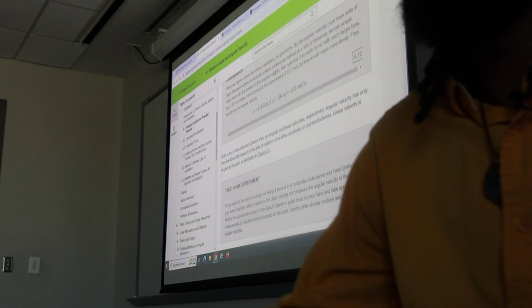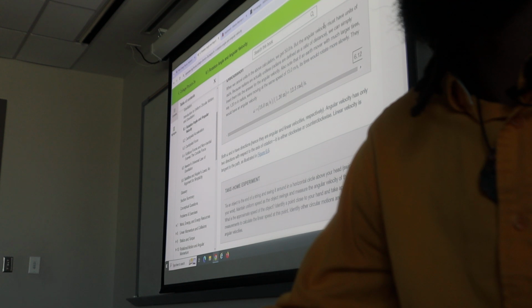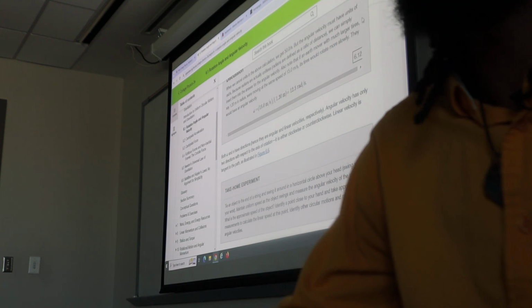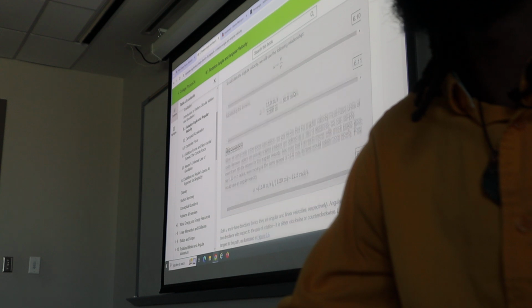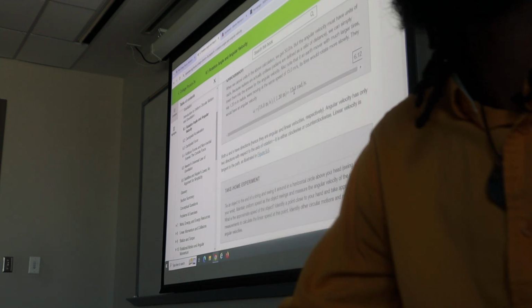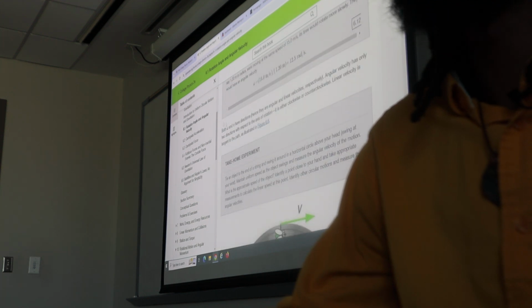So then it's saying, also note that if an earth mover with much larger tires, say 1.2 meters in radius, were moving at the same speed, its tires would rotate more slowly. They would have an angular velocity 12 radians per second. It's pretty interesting.